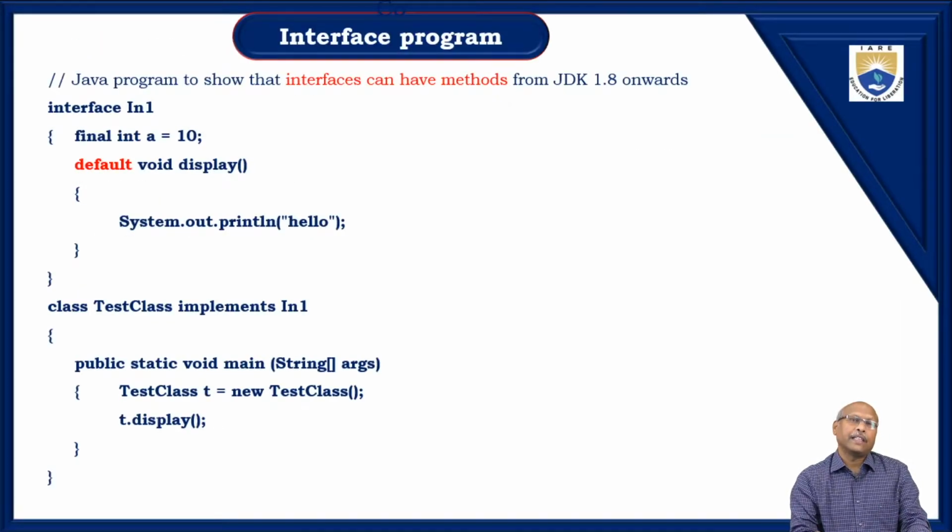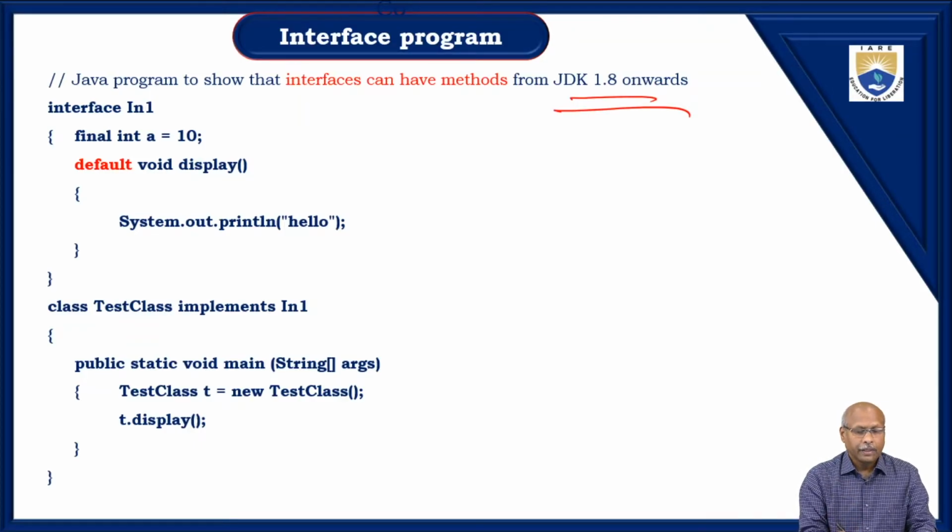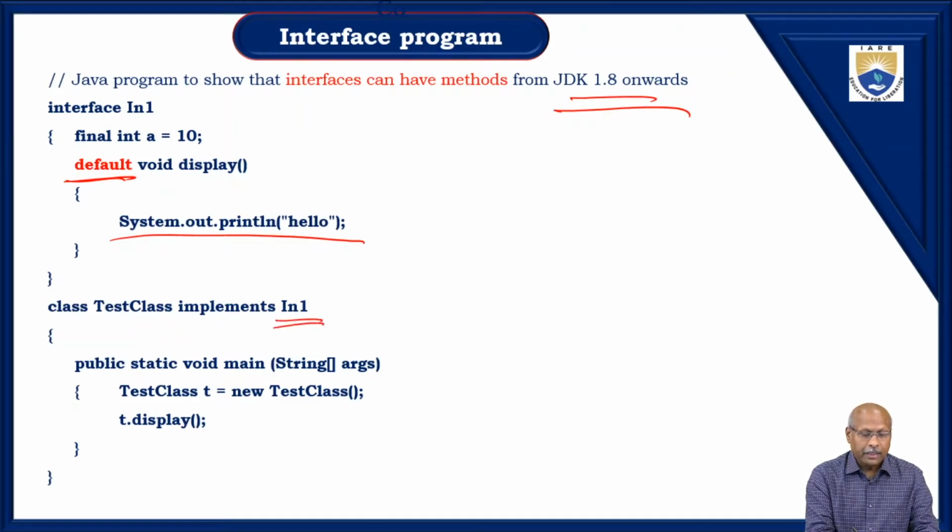Now you can see a small example of the new features from JDK 8 onwards. They have introduced a new feature called default method. The default method can have a body. This method you can use directly. You need not override it also. So class Test class implements I1. I1 is my interface, and I am having a variable called A, which is final type, whose value is 10. Now this value I can use directly. So when I call system.out.println hello, hello will be printed.